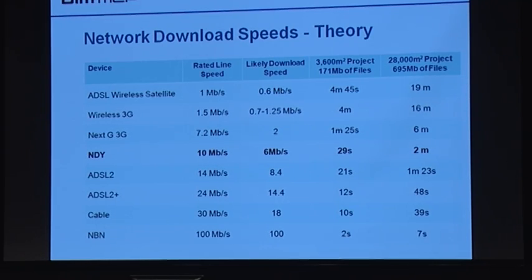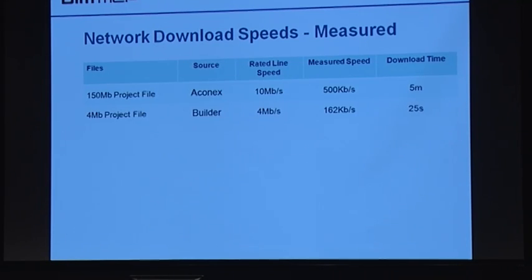So this is a theory. If you look at a couple of files, I took our building at 171 megabytes worth of files, and our other project at nearly 700 megabytes a file. Theory is that the rated line speeds are the download times. And on cable and ADSL it looks okay at about a minute to move 700 meg worth of files. But the reality is somewhat different.